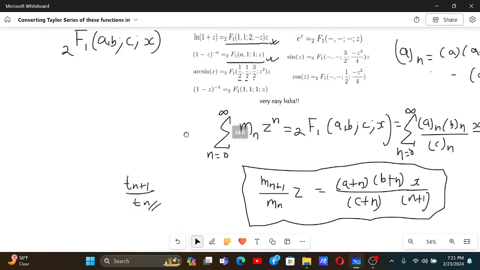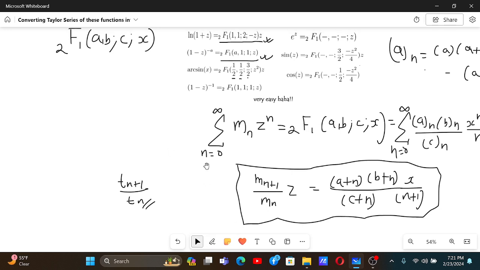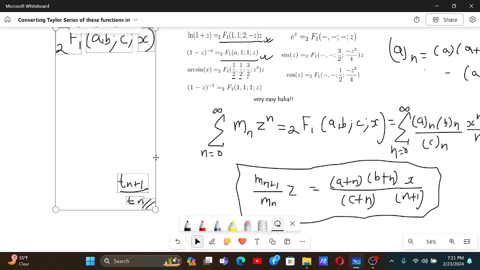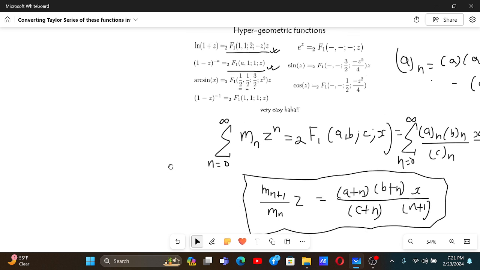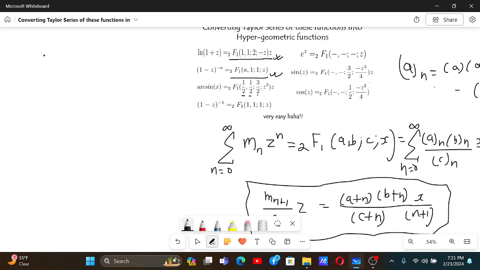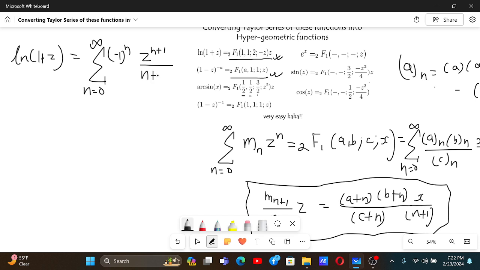So let's do one example, and that will make it clearer. Let me remove this and do an example over here. Okay, so we have ln of 1 plus x. Let me write it as a sum from n equals 0 to infinity of minus 1 to the power n, x to the power n plus 1 by n plus 1.